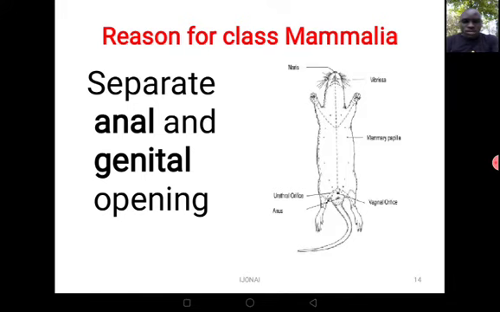You can see there, you can look at them. The urethral orifice, as you can see, or the vaginal opening for the female. Then the anus for both of them, male and female.